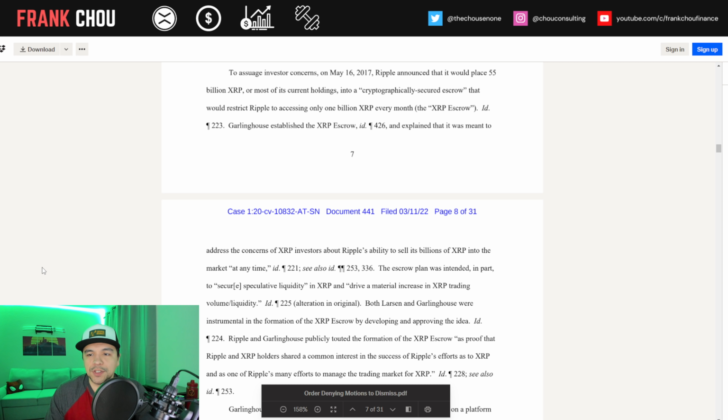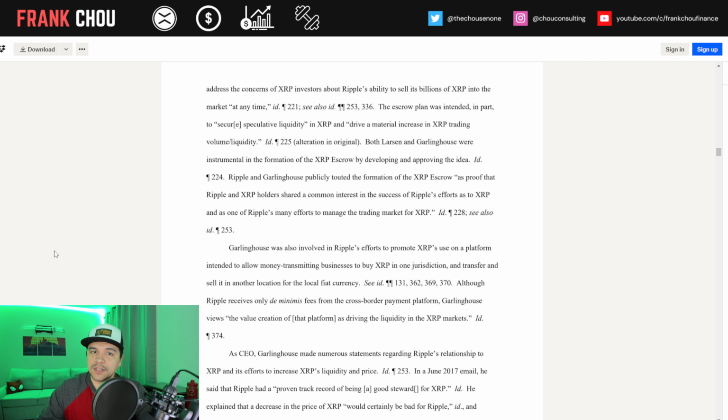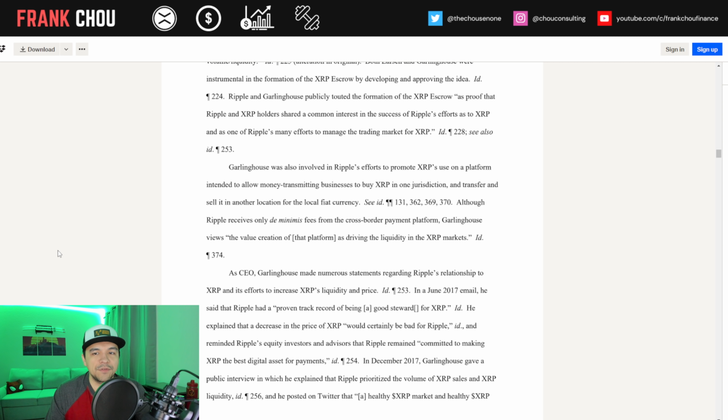Garlinghouse established the XRP escrow and explained that it was meant to address the concerns of XRP investors about Ripple's ability to sell its billions of XRP into the market, quote, "at any time." The escrow plan was intended in part to secure speculative liquidity in XRP and drive a material increase in XRP trading volume and liquidity.